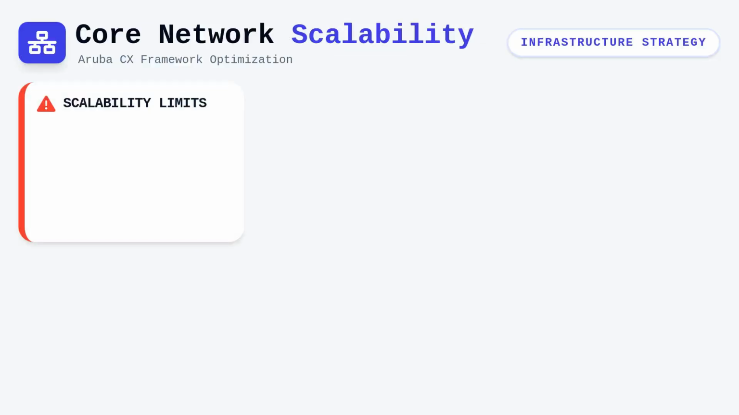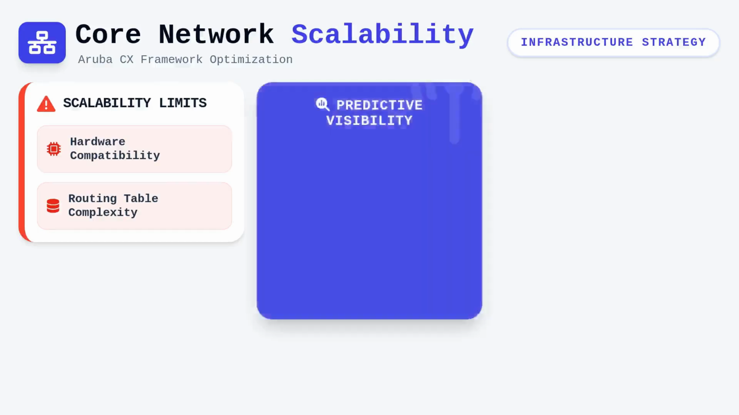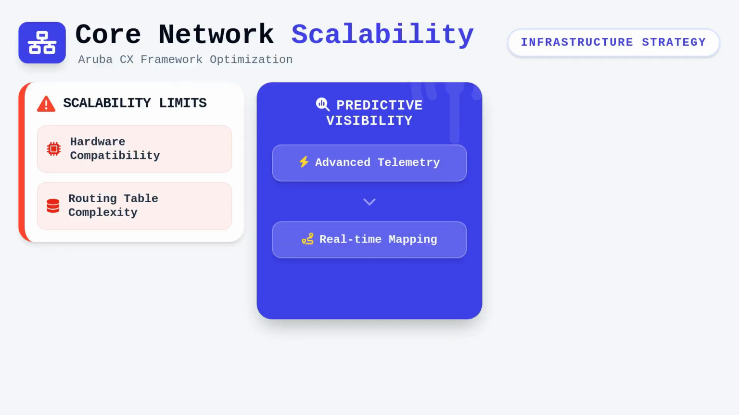Scalability limits in core network topologies are tied directly to the hardware compatibility of the switching fabric and the management software's ability to handle complex routing tables. When we deploy Aruba CX solutions, for instance, we are operating within a framework that supports advanced diagnostic telemetry, allowing us to see exactly how traffic traverses the core in real time. This visibility is essential for predictive failure modeling, where we analyze patterns in packet loss or latency spikes before they manifest as a full-service outage.